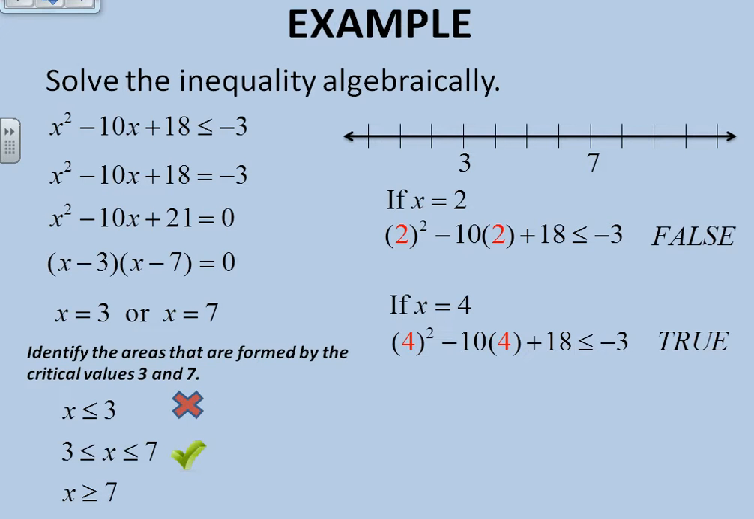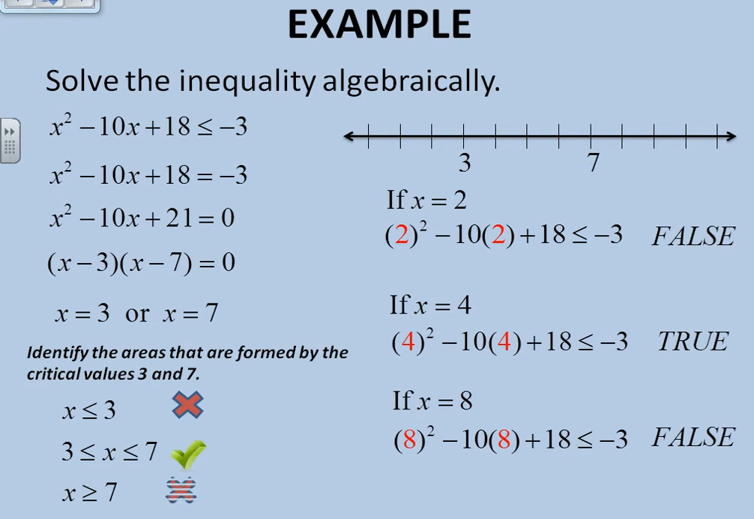Our last section of values is x is greater than or equal to 7, so we just have to pick a value that is greater than or equal to 7 to test out. For this, I'm going to test out 8. So we plug in 8 into the inequality. We have 8 squared minus 10 times 8 plus 18. 8 squared is 64. Minus 10 times 8, that's 80. 64 minus 80 is negative 16. Plus 18 gives us 2. So we have 2 is less than or equal to negative 3, and that is false.